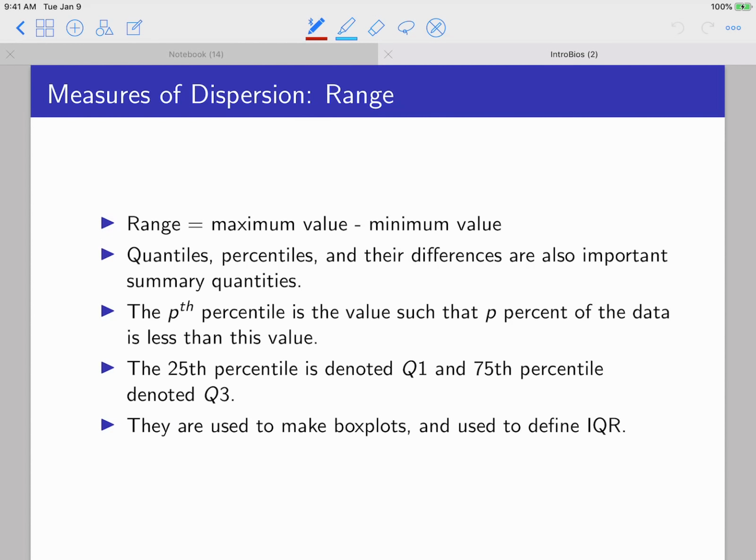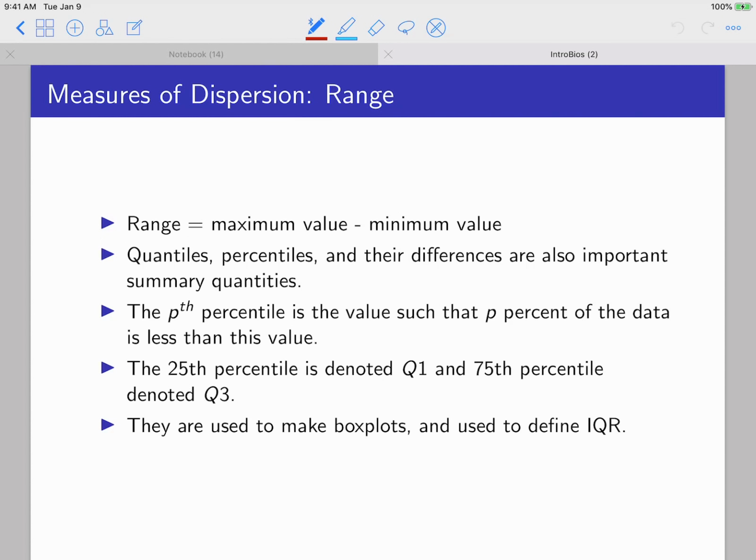There are some more measures of dispersion. For instance, the range is a common one. It's just the maximum value minus the minimum value. It's not really used too much. It may be used in a descriptive characterization, but it's typically not used in any kind of inferential situation.